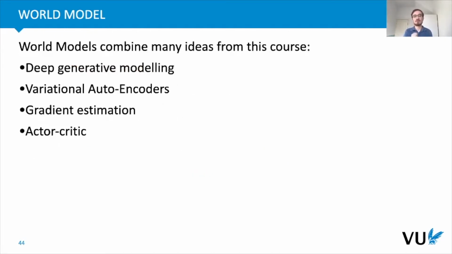World models are also very interesting because they combine a lot of ideas within this course. The world model itself is a deep generative model. That's something that we have been talking about a lot in the last couple of weeks. In particular, we're going to be looking at variational AUTO-ENCODERs, which were also discussed in these lectures. They're going to be trained. We're going to be using ACTOR-CRITIC to train the policy. We're going to be looking a bit more into detail on gradient estimation methods that can be used within world models.